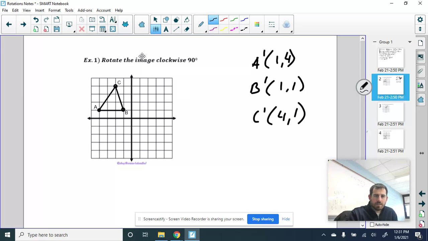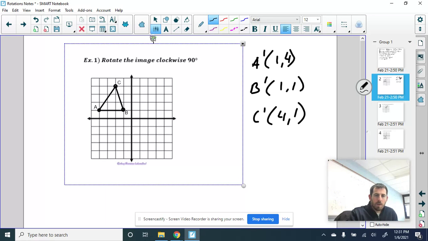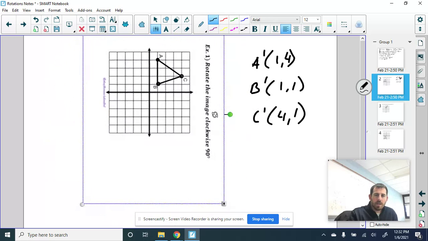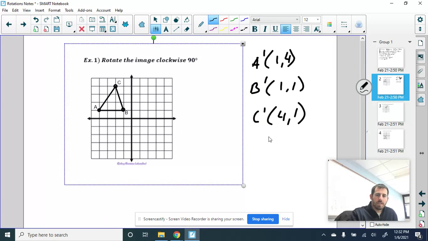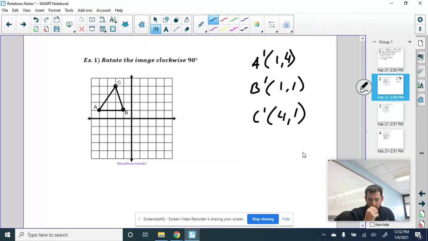Now, one thing I should have mentioned, when I rotate this, I now have a new X and Y axis. My X axis is always horizontal. My Y axis is always vertical. So when I rotated it, my X axis is still horizontal. My Y axis is still vertical. And that's why we do that. Because when you rotate, technically it's changing axis. You don't need to technically know that, but that's what's happening.